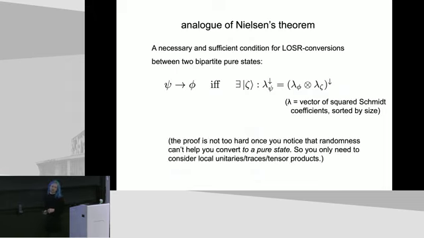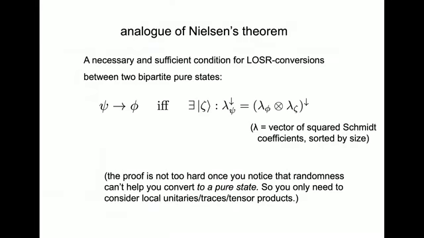We don't need to focus too much on this condition, because this isn't a quantum information theory course. I'll just note that the proof is not too hard once you realize that randomness can never help you convert to a pure state. If we're talking about conversion to a pure state phi, then you can't use any sort of mixed procedure. Any time you have some mixedness, the final state would be a mixed state, not a pure state. So you can basically ignore the classical correlations between the two parties, and you only need to consider local actions, like unitaries or traces or introducing some ancilla systems. That simplifies the proof a lot.